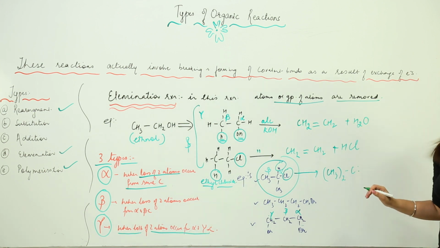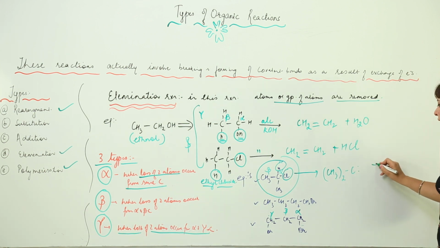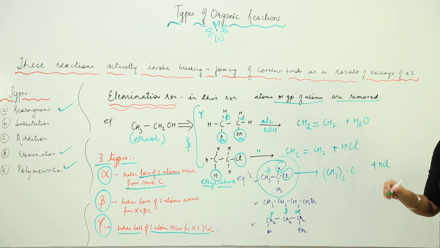That means two bonds will be free now because it has already removed one HCl molecule, and this removal, that is the H and Cl, occurs from the alpha carbon itself. So it is a kind of alpha elimination. It can be beta also.